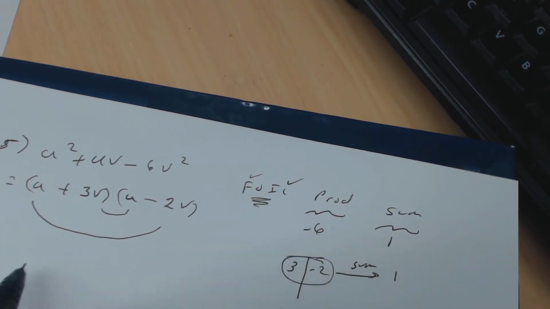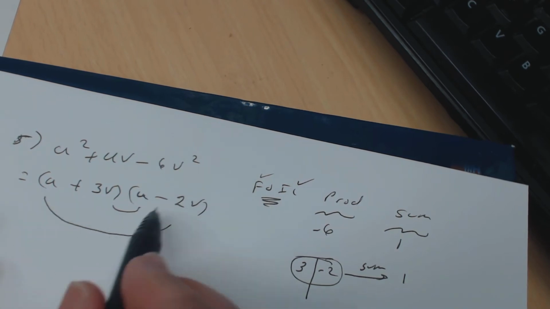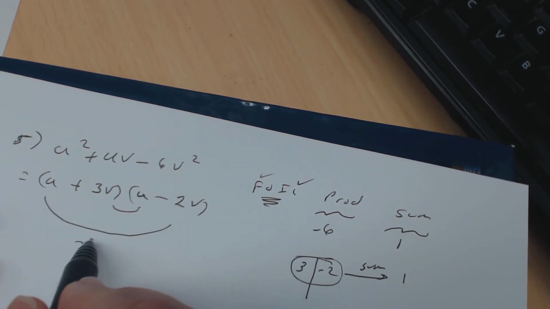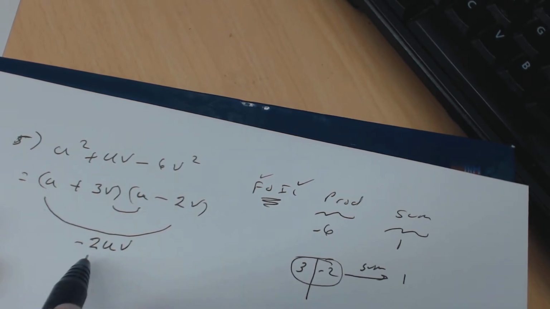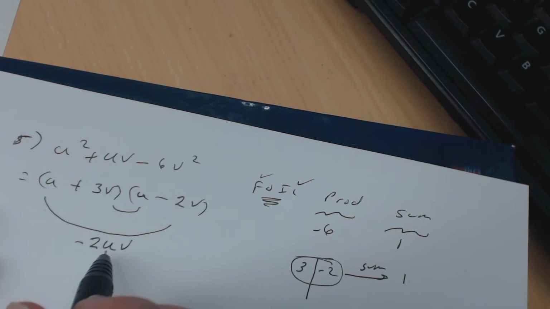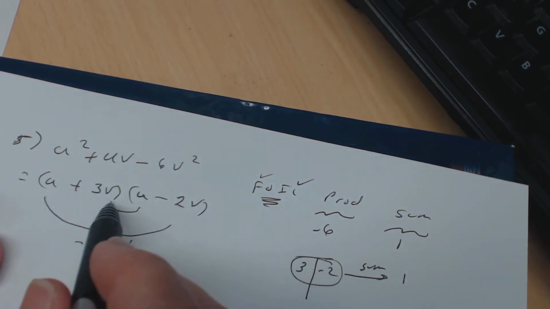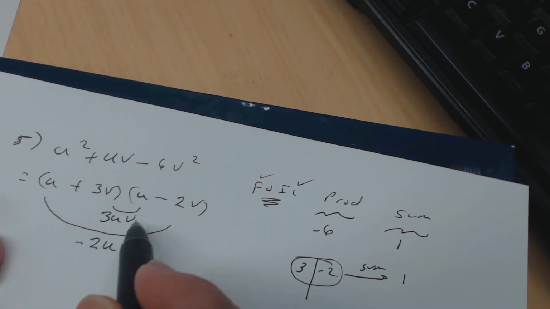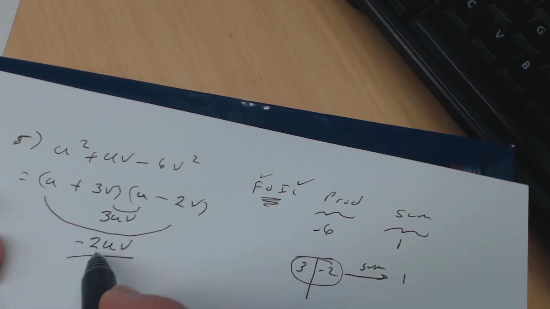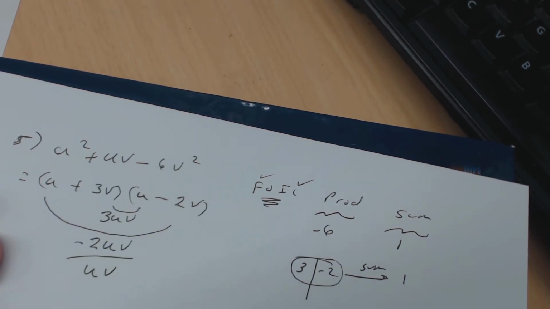Now I have to do the outer and the inner. So the outer, u times a negative 2v is a negative 2uv. Put it in alphabetical order. You don't have to. You could have said negative 2vu, but we always tend to put things in alphabetical order. And over here, 3v times u is a positive 3uv. And when I combine these two terms, when I add them up, I get a positive 1uv, which is what I wanted.